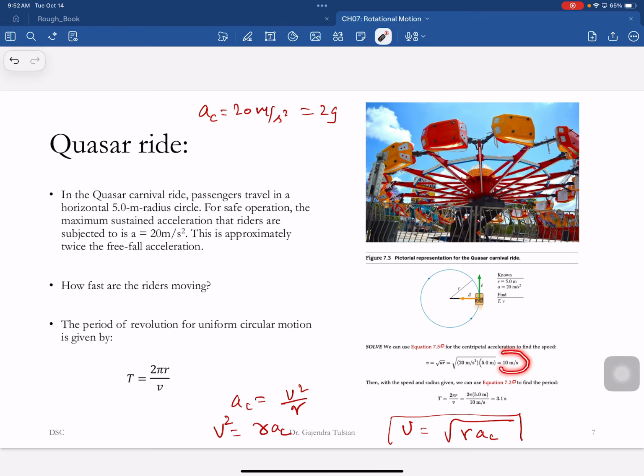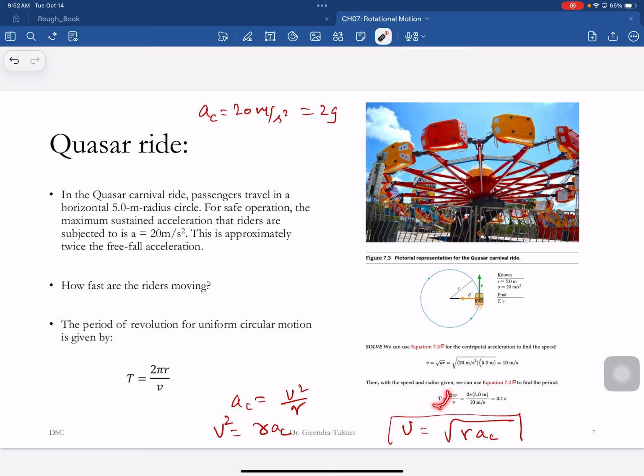You're going at 10 meters per second. 10 meters per second is how fast Usain Bolt runs. So you go on those rides and you can experience how fast Usain Bolt runs.